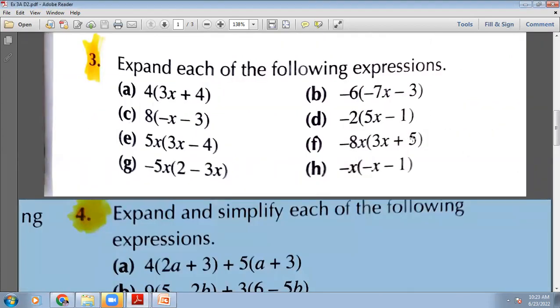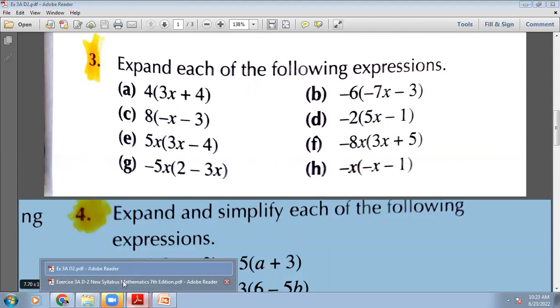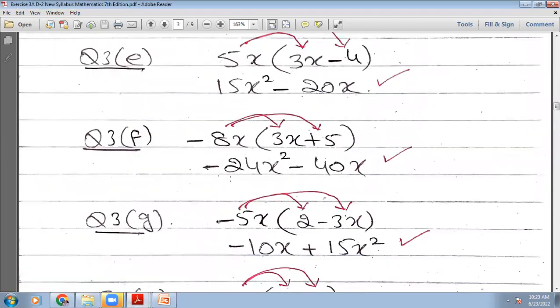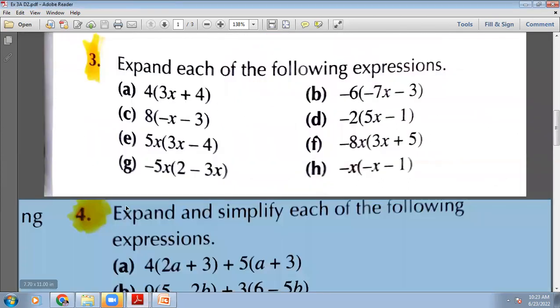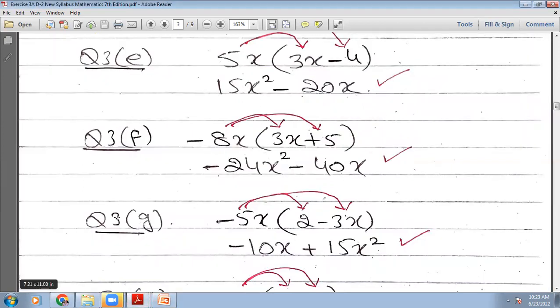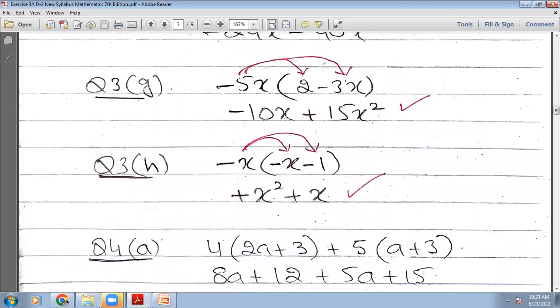Next is minus 8x multiplied with 3x plus 5. And here we go. So it will become minus 24x squared minus 40x. This negative has changed the signs. Hopefully you are understanding. Okay, now this minus 5x will multiply with this bracket. So it will become minus 10x, and minus minus will be plus 5x multiplied with 3x, that will be 15x squared.